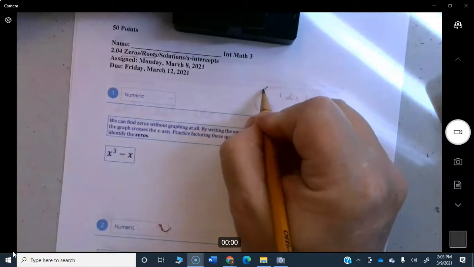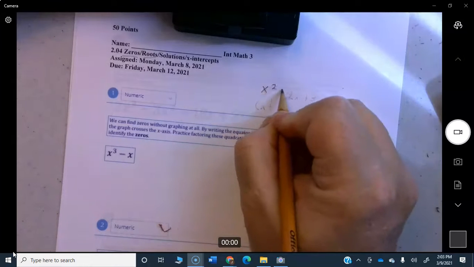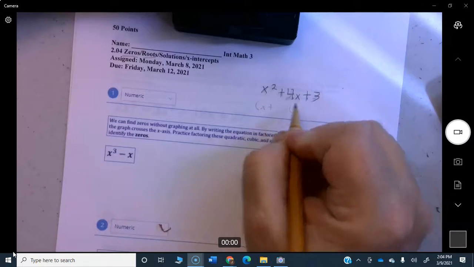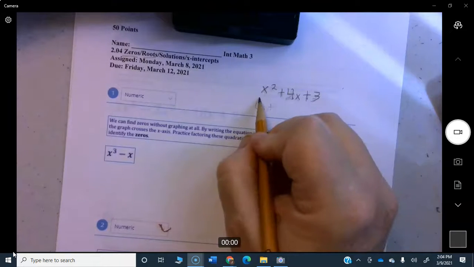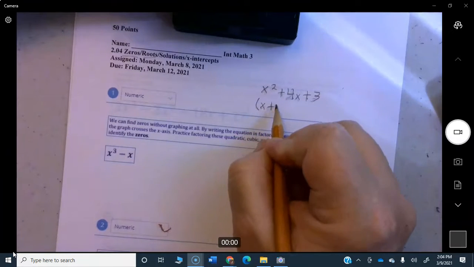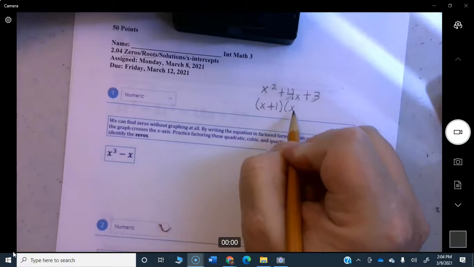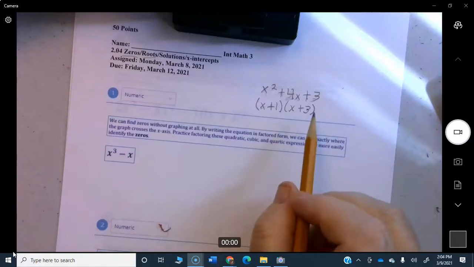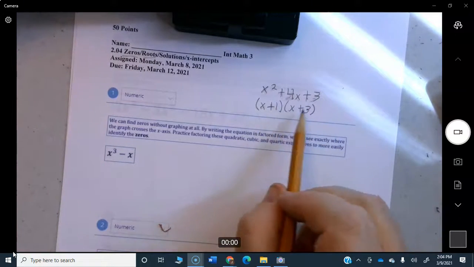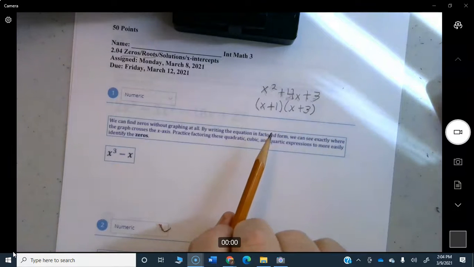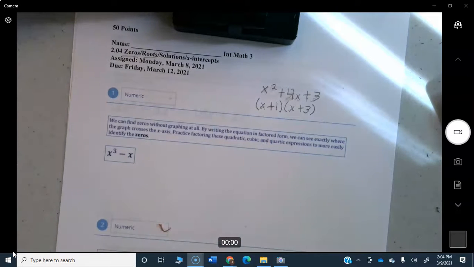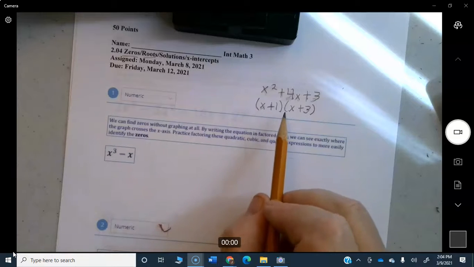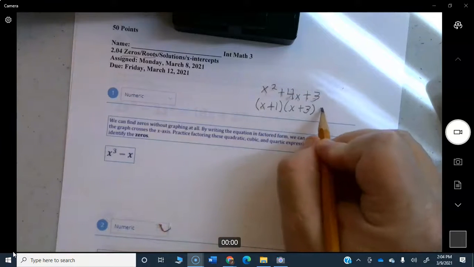If we take an equation, a quadratic here, and if we were to factor that equation, we would get x plus 1 times x plus 3. Okay, and that would be the factored form, and we did that in lesson 2.02. But what a zero does, it takes it one step further. It asks what values of x will make this go to 0.